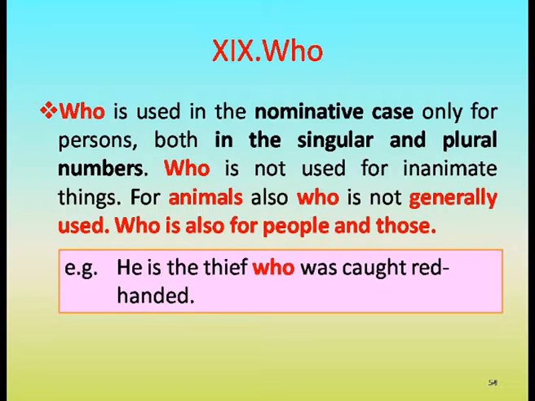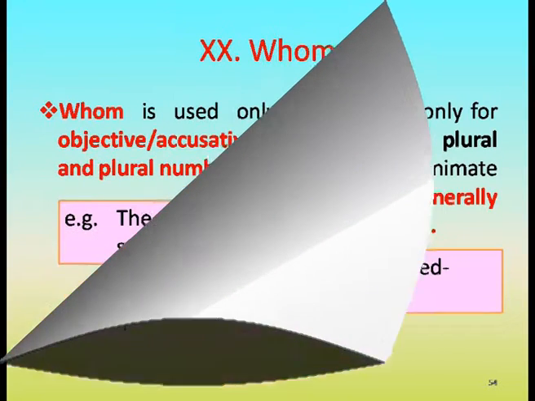Who? Who is used in the nominative case only for persons, both in the singular and plural numbers. Who is not used for inanimate things. For animals also, who is not generally used. Who is also for people and those. He is the thief who has been caught red-handed.